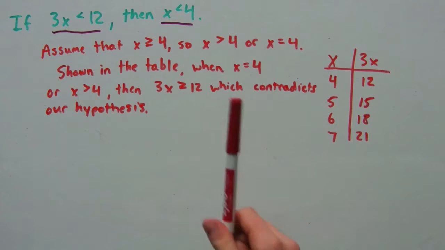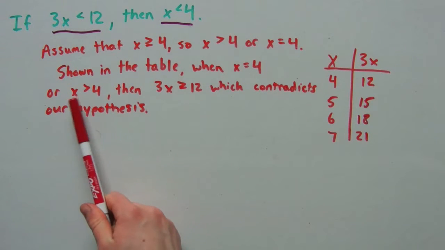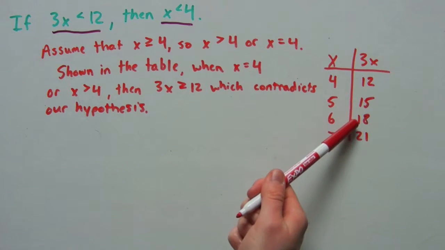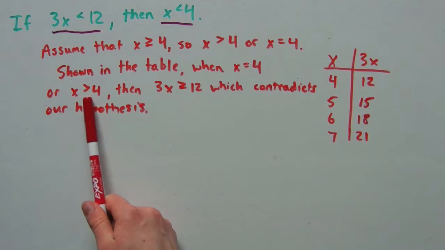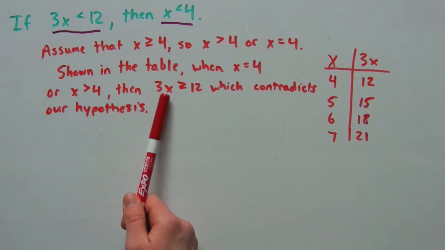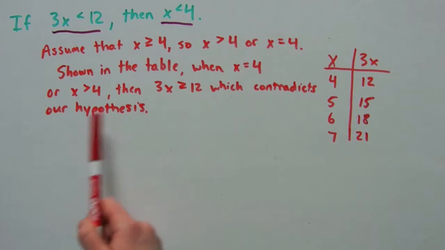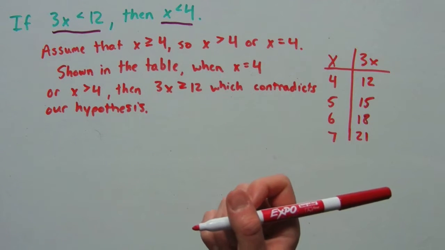So shown in the table, when x is equal to 4, 3x is equal to 12. When x is greater than 4, 3x is greater than 12. So for x equal to 4 or x greater than 4, then 3x is greater than or equal to 12. And that contradicts our hypothesis, which says that 3x is less than 12.